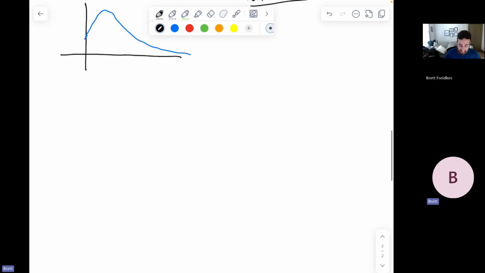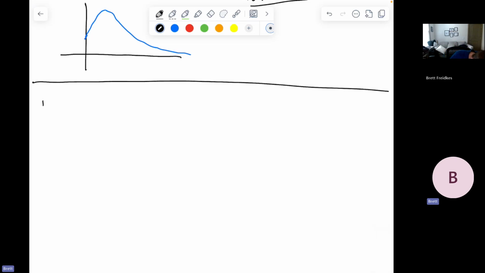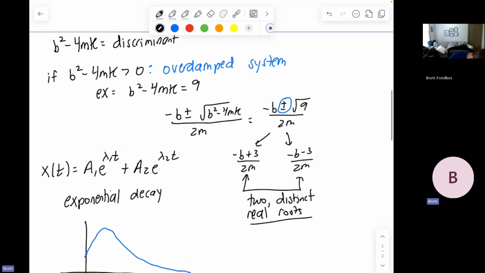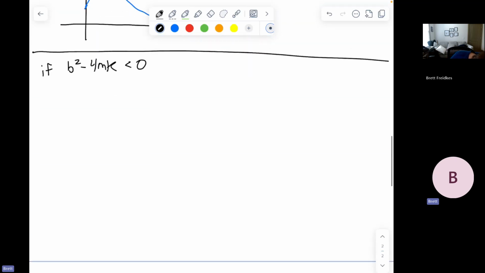And again, we'll talk more about this in another video. But for now, I think it's a decent introduction. The next case is to say if b squared minus 4mk, let's say, is less than 0. So now you have a situation where that discriminant is negative. So let's say, as an example, that b squared minus 4mk is equal to negative 9. Before it was positive 9, now it's negative 9.